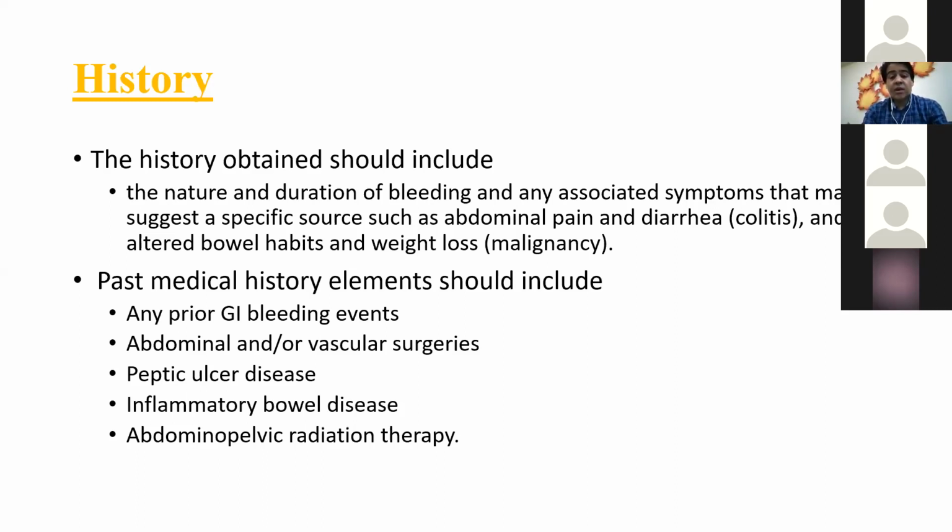You may ask about abdominal pain and diarrhea when you are suspecting colitis. Colitis, as I told you, infective colitis almost always presents with abdominal pain, diarrhea, and fever, while inflammatory colitis does not present with fever. If you are suspecting lower GI bleed with malignancy, you may ask about altered bowel habit and weight loss. If the patient has significant weight loss and altered bowel habit, then you may think about malignancy as well. Past medical history, again very important. You may ask about prior GI bleeding events.